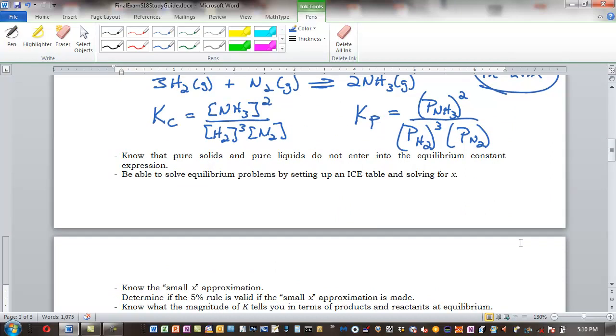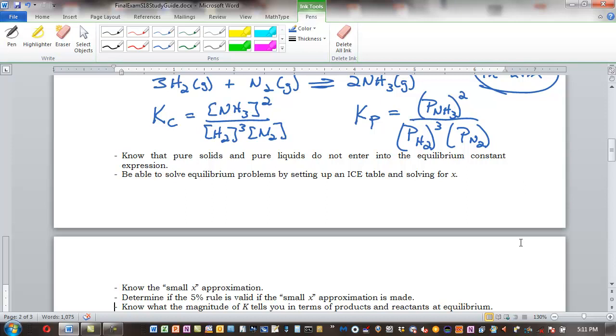Okay, so there's the next bullet point. We do not include pure solids and pure liquids in the expression because as long as there's some solid present, and it doesn't all react, there's solid there in equilibrium and liquid as well, the concentration is not changing, and it just gets incorporated as another constant into the equation.